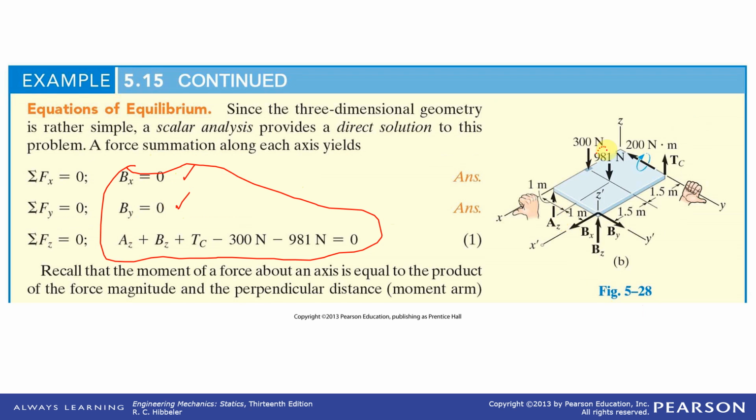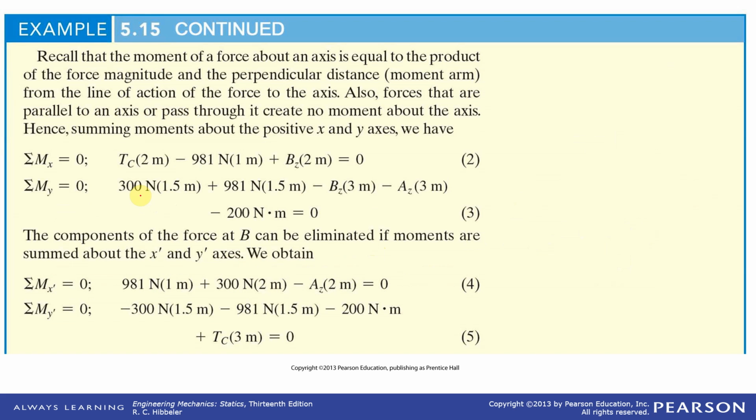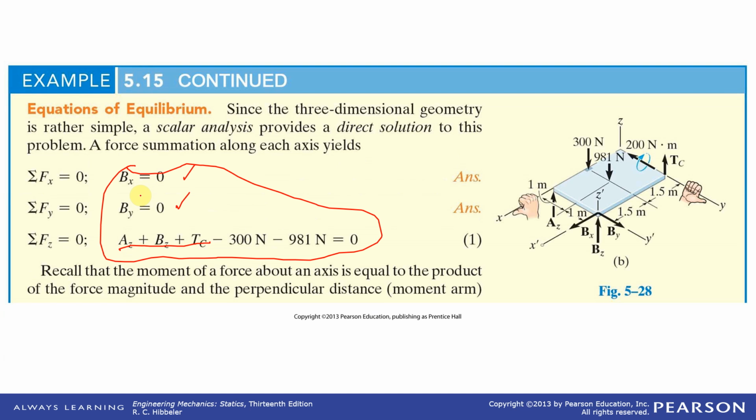And then AZ plus TZ minus 300 minus 981 plus BZ. There we go. Has to equal 0. To get these three forces, then we have to use the moment equation. Moment around the x-axis. That's moment around this axis right here. So these two forces will not contribute to the moment. This moment will not. This is applied moment around the y-axis.